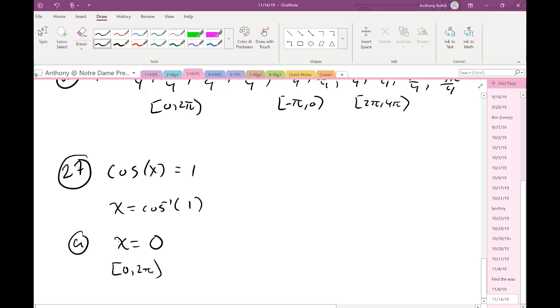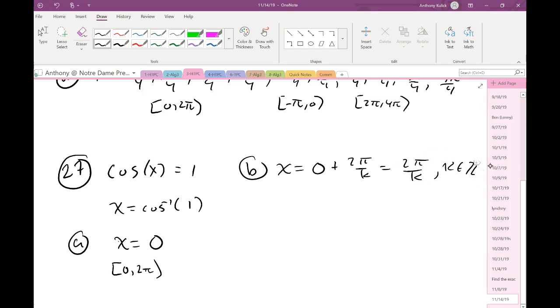So for part A, we just have one answer, right? So part B, and that just simplifies down to just 2 pi k, where k is an integer.